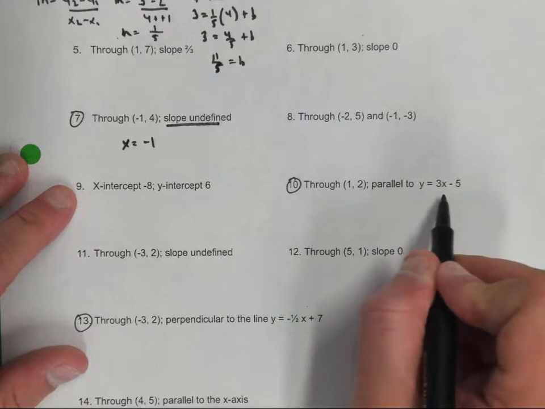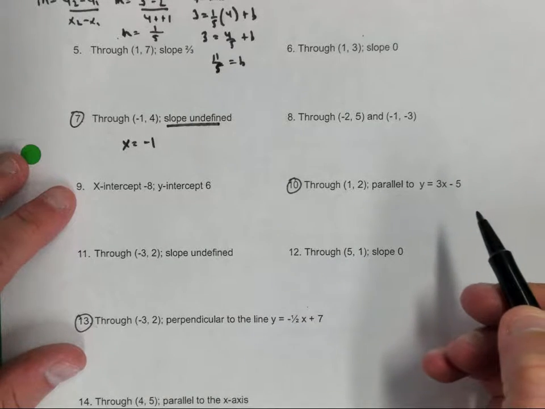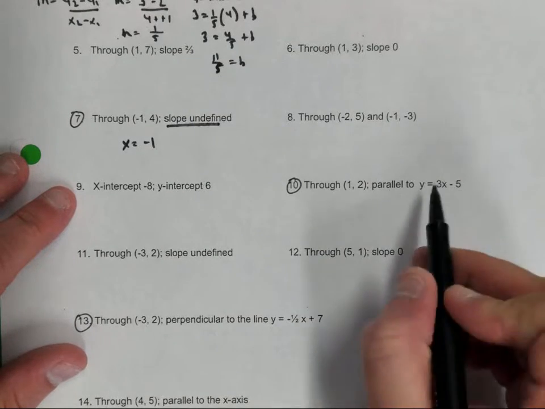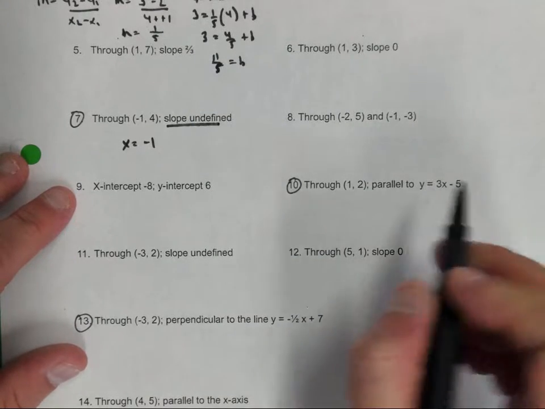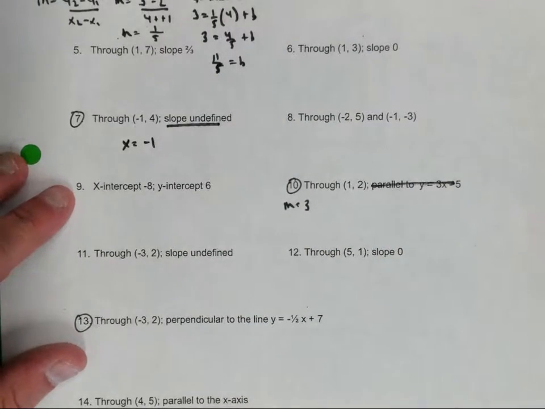So, parallel to this, I know there's a point going through 1, 2, and it's parallel to this line. So first thing I need to determine is my slope. And I use this piece of information. It's parallel, so my slope is 3. Once I've determined that, I don't use that for anything else.